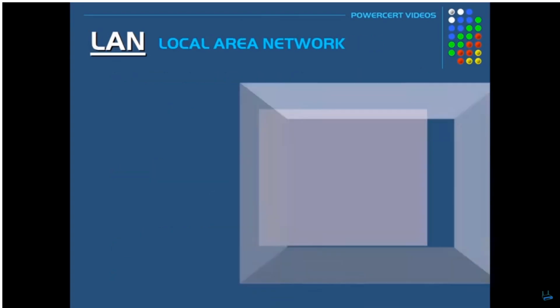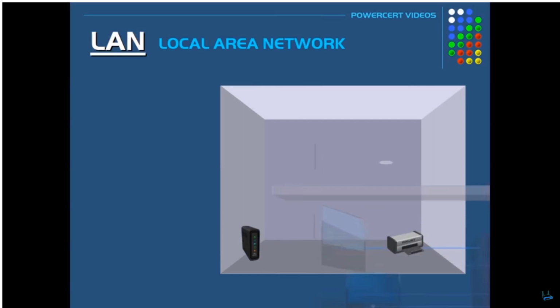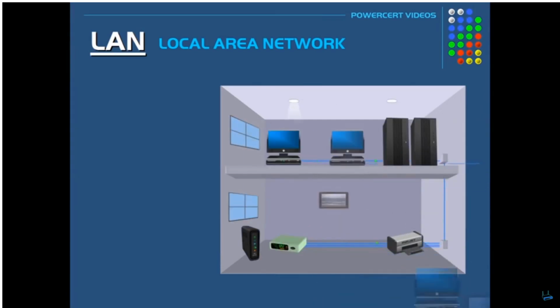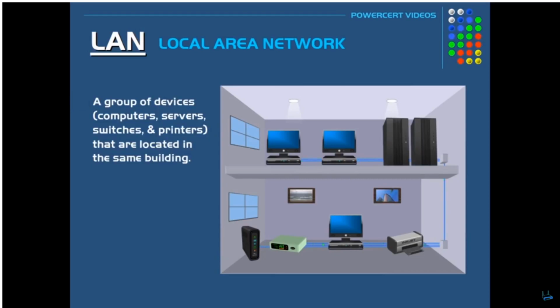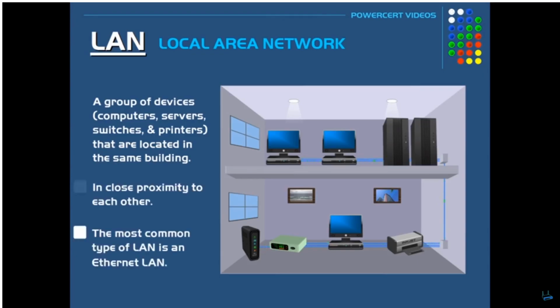And the next type of network is a LAN. LAN stands for Local Area Network. A local area network is a group of devices such as computers, servers, switches, and printers which are located in the same building, such as in an office or in a home. In other words, in close proximity to each other. The most common type of LAN is an Ethernet LAN, where two or more computers are connected to Ethernet cables using a switch.